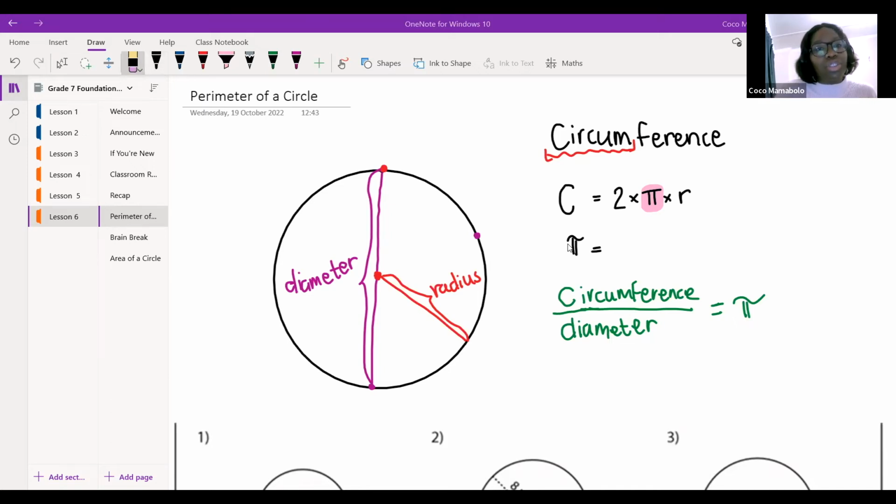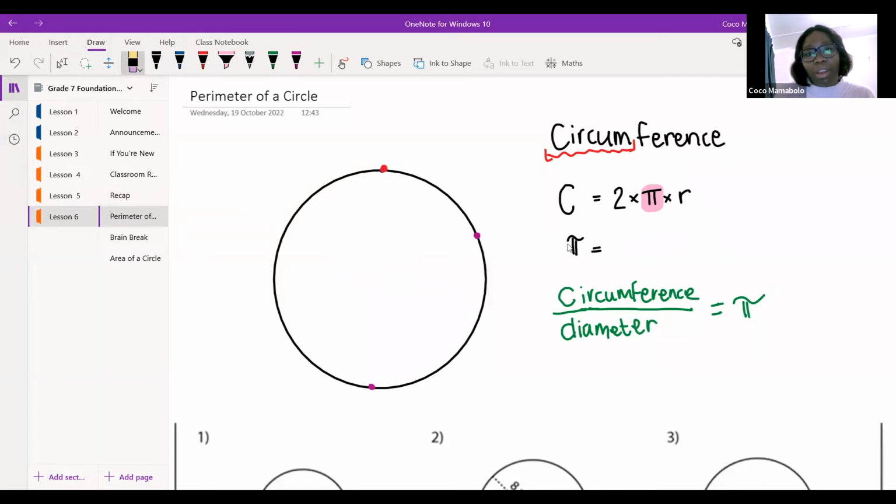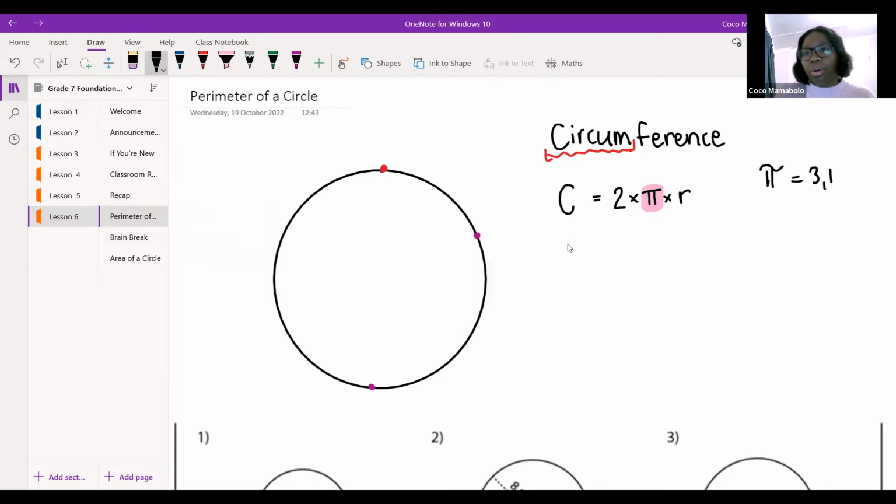Now, look at the way my formula is set up, guys. My formula says that the circumference, or the perimeter, I'm going to write this here, pi is equal to 3.14. You guys are going to use your calculators.